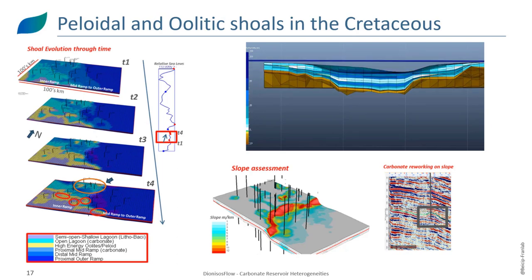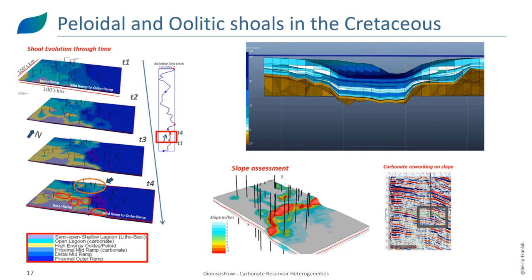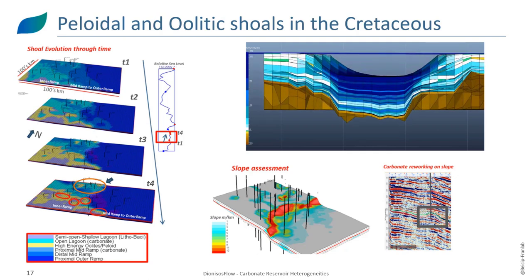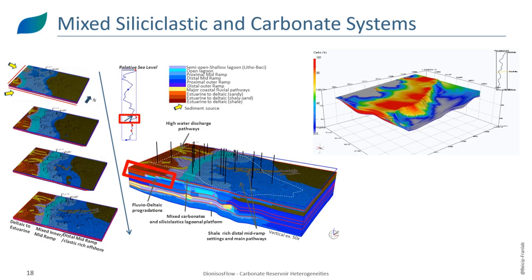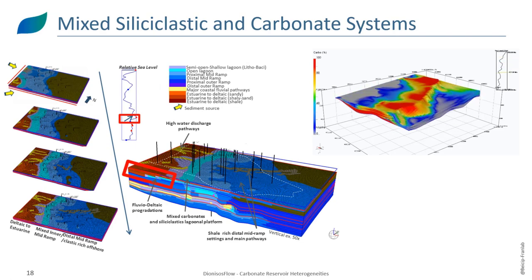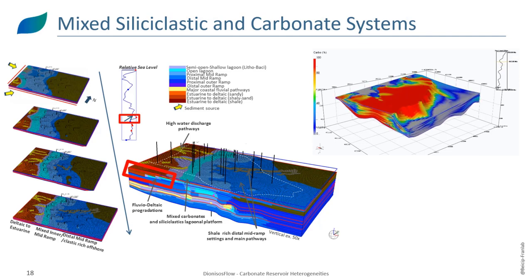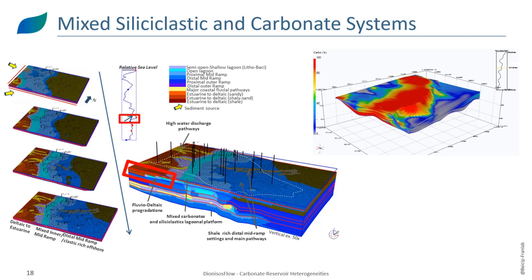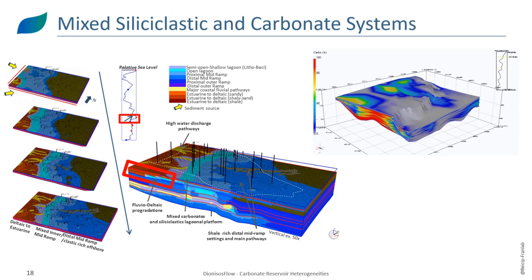Now we'll move on to the influence of siliciclastic systems, and I've seen one of the questions that has been asked is the influence of siliciclastics, and can we model siliciclastic systems and carbonate systems in DionisosFlow? So yes, we can. In this example, I'm showing you the advance of a deltaic system. Everything that you will see in red and yellow represents channels and deltaic system advancing onto a carbonate platform. Usually we see this a lot in Southeast Asia.